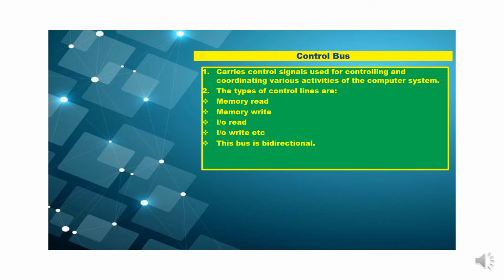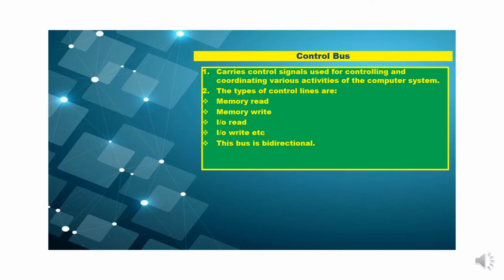Now the types of control lines are memory read, memory write. So these are all the various activities of the computer system. All of these are being controlled by the control bus. Now this bus is bidirectional. Like the data bus, this bus is also bidirectional.